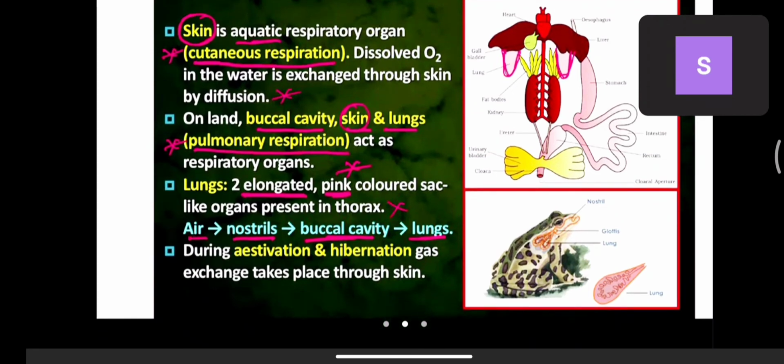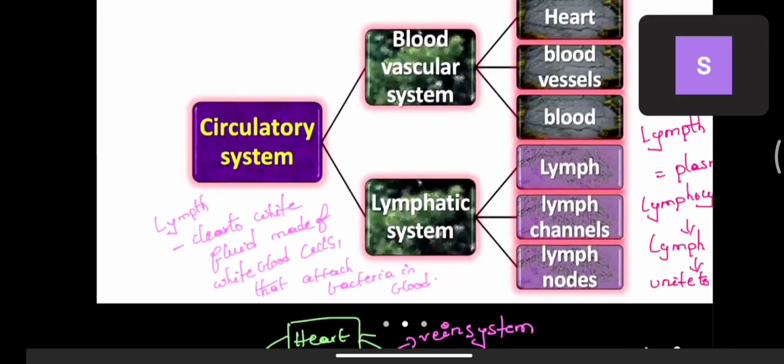During estivation and hibernation, gaseous exchange takes place purely through the skin itself, because the frog will shut its mouth and sleep. Nostrils also don't work, because the burrows are present in very deep layers of the soil, so nostril respiration is not possible. They will respire only with the help of skin while they are sleeping, in summer as well as in winter. So this is another point to remember. Clear now? Next, the circulatory system.